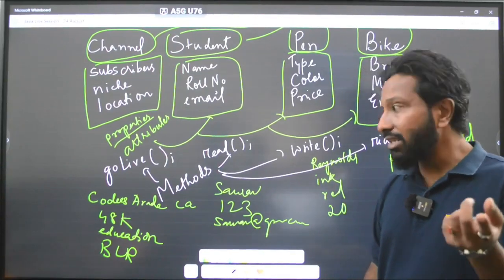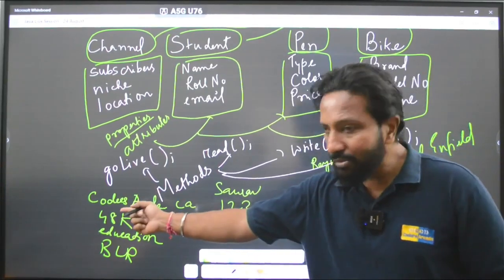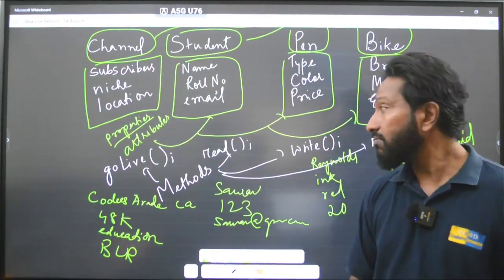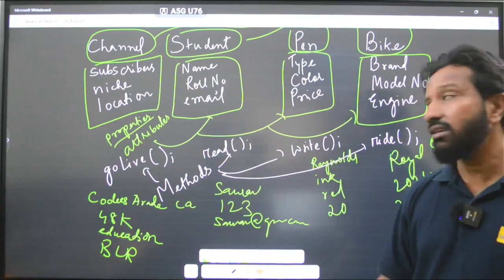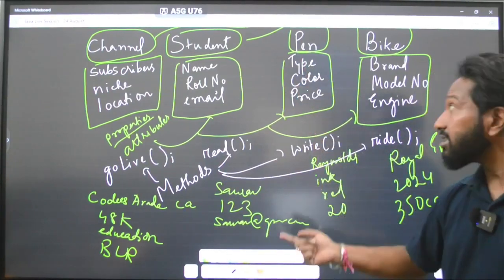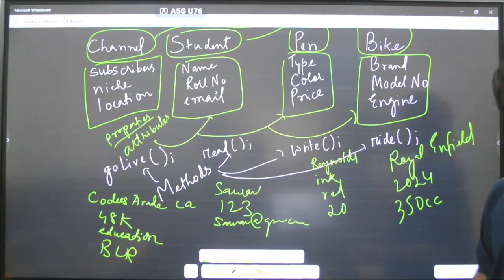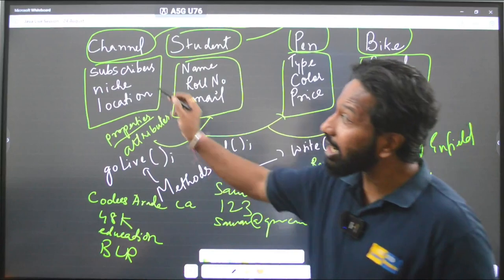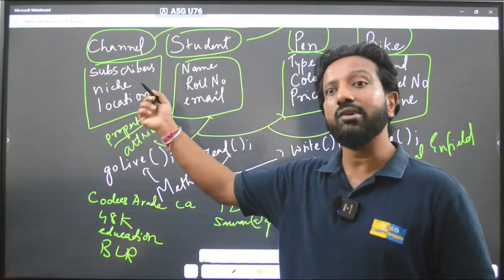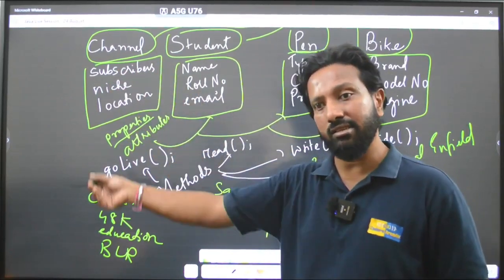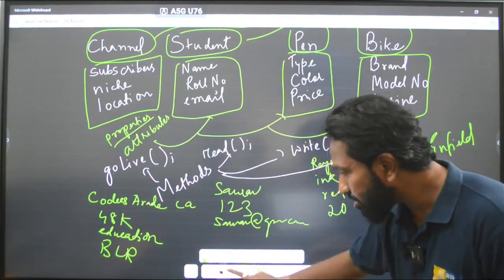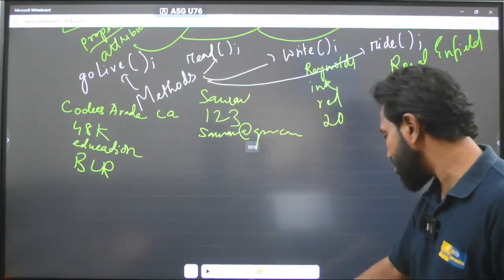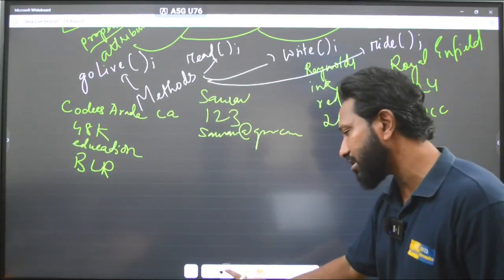But does it mean that I can only have one YouTube channel of this channel? No, right? There can be lots of channels. Here there can be lots of students. Here it can be lots of pens. Here it can be lots of bikes. So what is the benefit that you are understanding here? The benefit is that once a class structure is created, you can reuse the code again and again. Okay. So that's the most important thing of object oriented programming that I want you to understand.